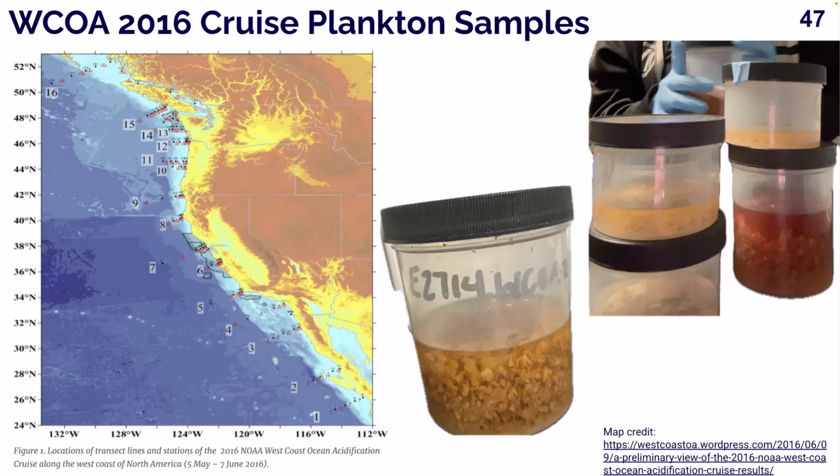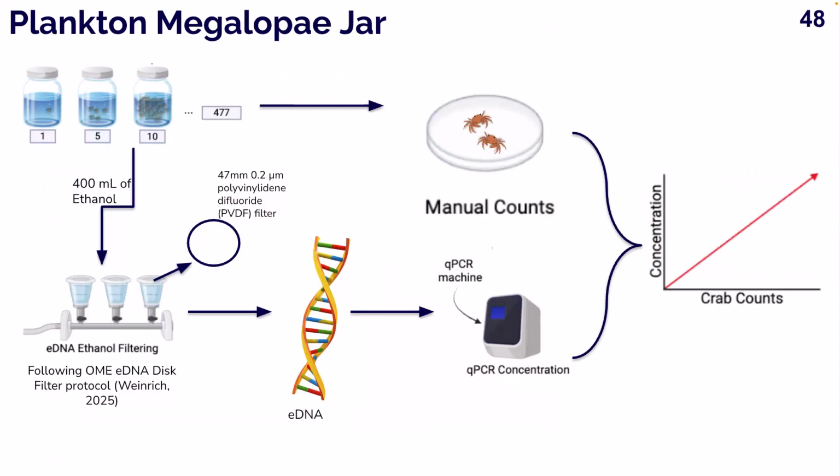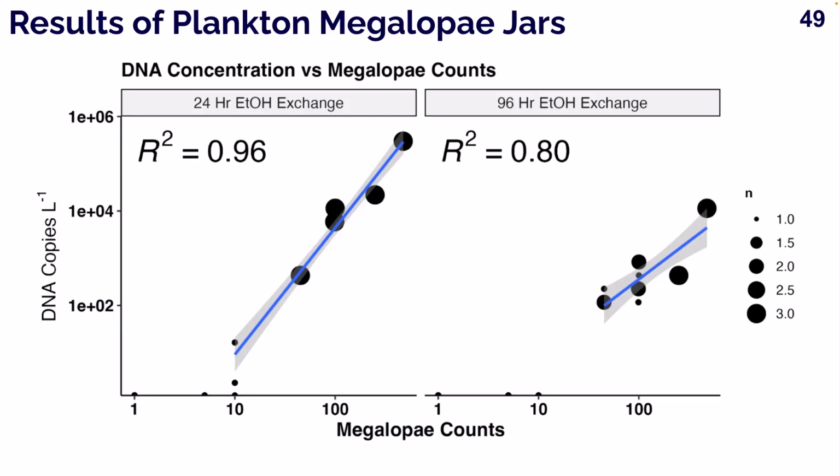So from here, for our methodology, for the megalopae jars, for the prepared ones, we removed 400 milliliters of ethanol. But for the WCOA, or West Coast Ocean Acidification 2016 samples, we removed all the ethanol. These were all filtered following the OME disc filter protocol to get their eDNA. And then they were applied to the assay to get our qPCR concentration. We also had manual counts of the megalopae so that we can compare and see what the correlation is between the two. After we applied that, here I'm showing the results of that DNA concentration compared to those megalopae counts.